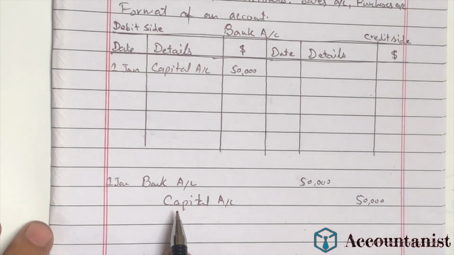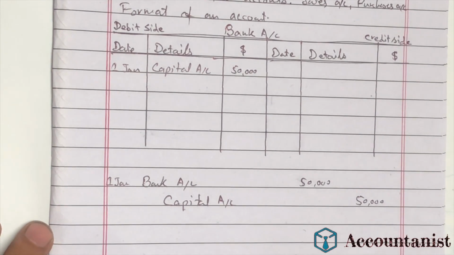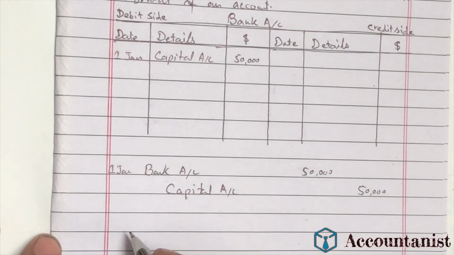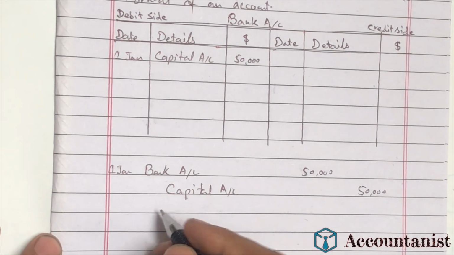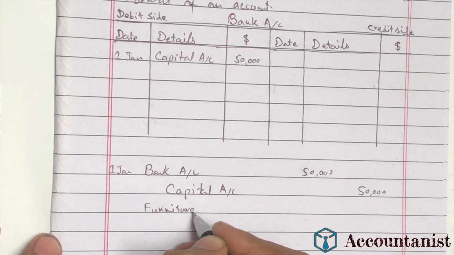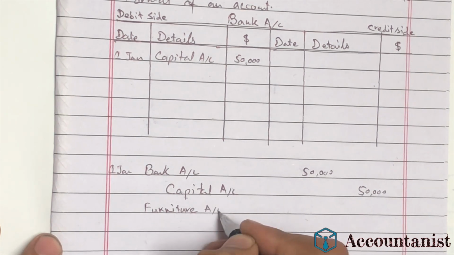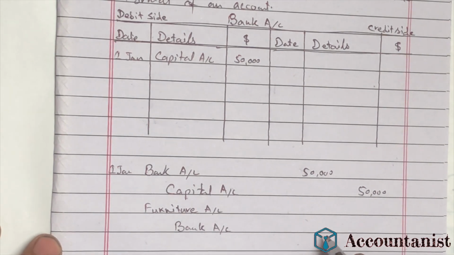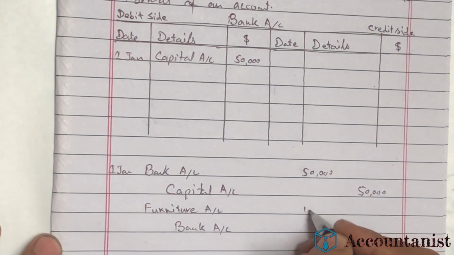Let me give you another example of a transaction. I'm going to post that transaction here. Let's suppose we bought some furniture and we paid by check. So we are going to debit the furniture account because our asset is increasing, and we are going to credit the bank account because our bank asset is decreasing. The amount was 10,000.